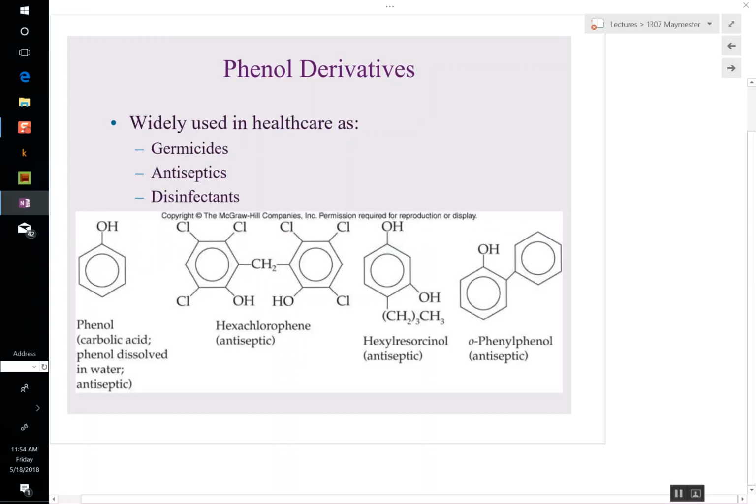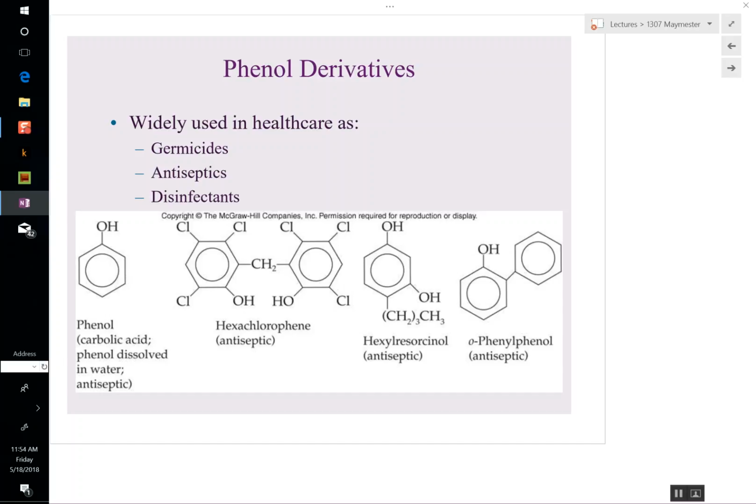Okay, hexachlorophene, an antiseptic. You don't have to memorize these structures. But here's your phenol, or carbolic acid. You can see things have other names. You don't need to worry about that name. Just that name, phenol. Hexachlorophene. 1, 2, 3, 4, 5, 6 chloro groups on there.